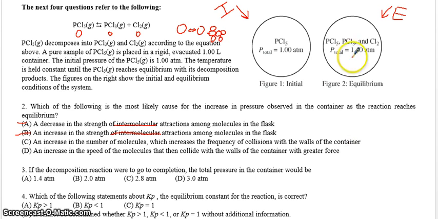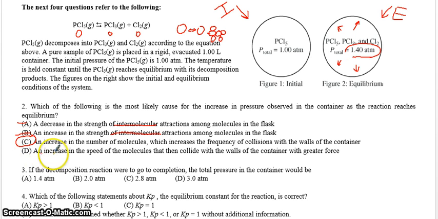Since we have our pressure increase, that means there are more molecules in here pressing against the container. And we have more molecules because we've lost reactant and gained product. We actually gained more product. That's why C is the correct answer, because our pressure has increased.